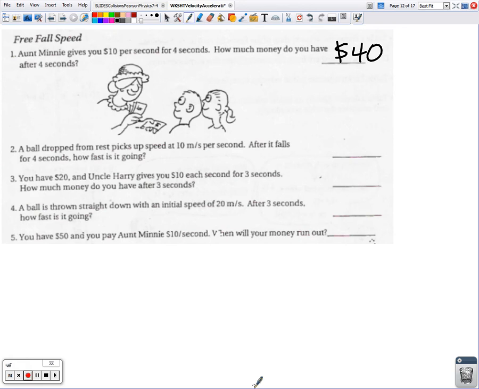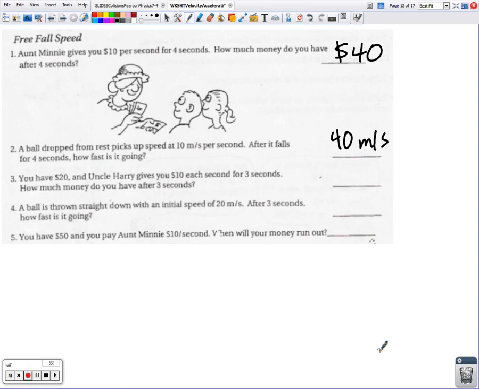All right. Question number 2. It says, a ball dropped from rest picks up speed at 10 meters per second. Just like acceleration of gravity, right? Free fall acceleration here on Earth. So if it's falling for 4 seconds, how fast is it going to be going? Okay? Just like we did yesterday, right? If something starts from rest and it gains 10 meters per second for every second, after 4 seconds, 40 meters per second. Okay? All right, next.